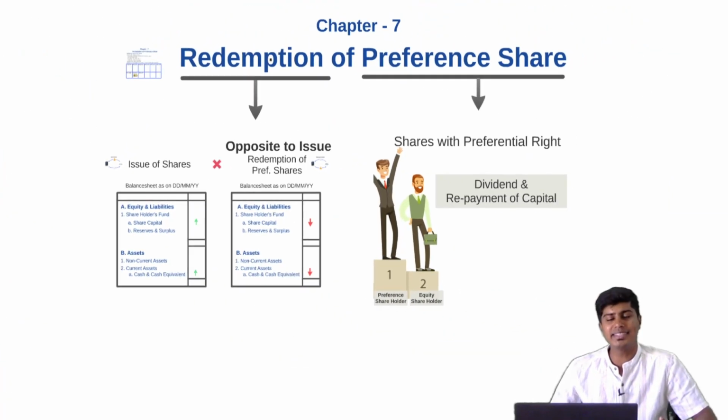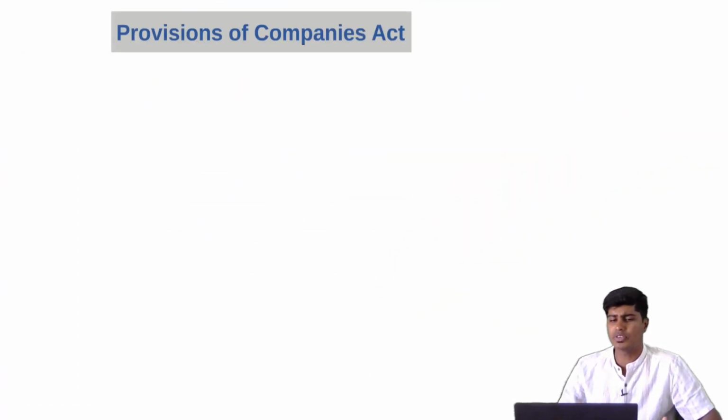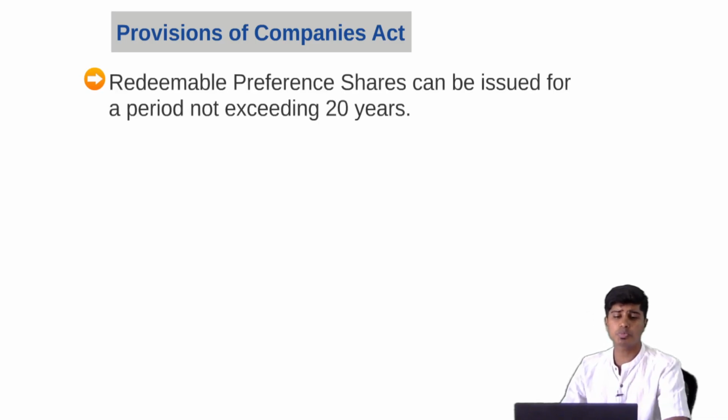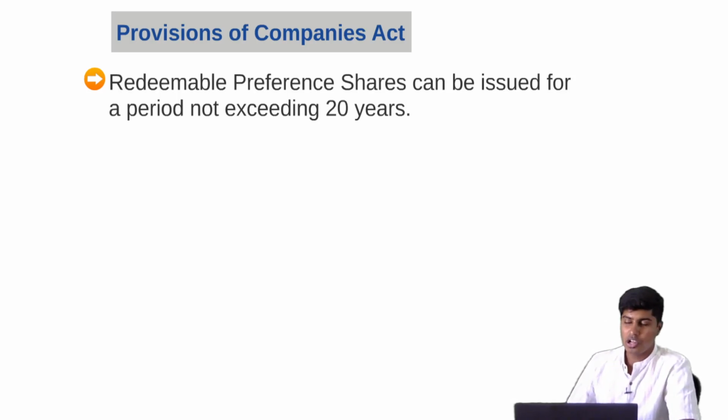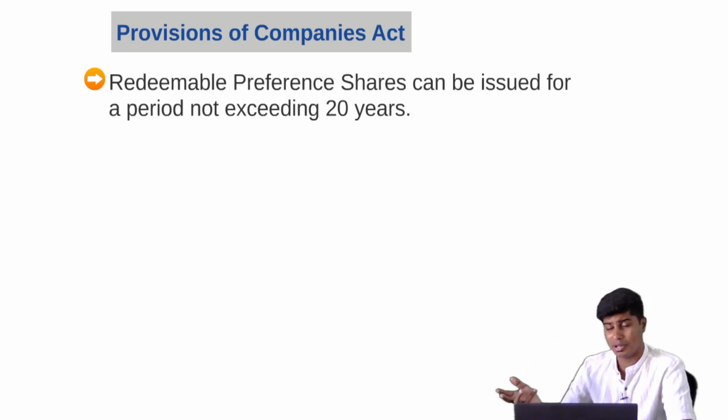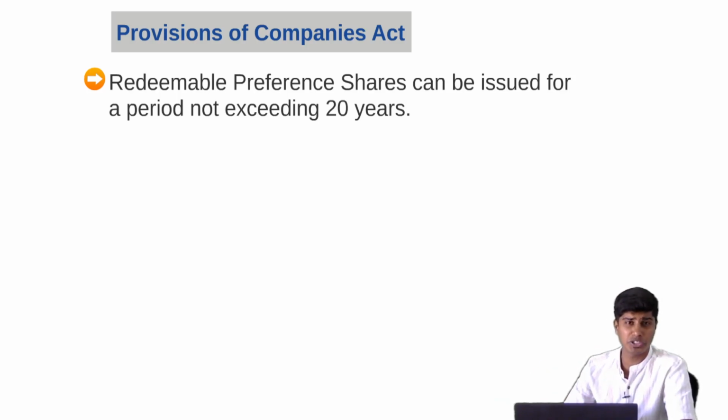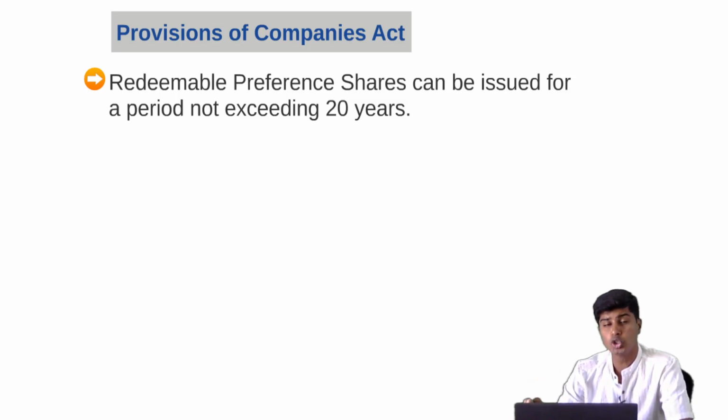Now let's see what the law has to say about this. What are the provisions of the Companies Act with regard to redemption of preference shares? The first and foremost point the Companies Act says is that there is no possibility of issue of any irredeemable preference shares. Long ago when you read in class 11, class 12, second PUC, you might have read types of preference shares as redeemable and irredeemable. By far there is no possibility of issue of irredeemable preference shares. Any preference shares issued should be redeemed within a maximum period of 20 years from the date of issue.